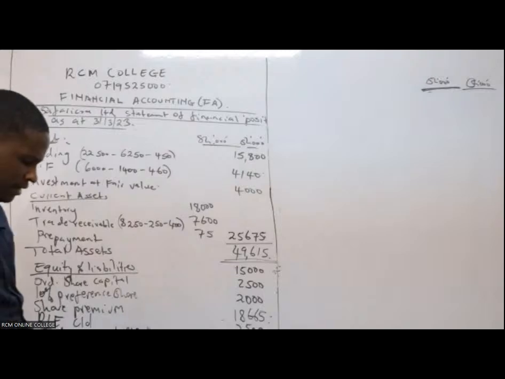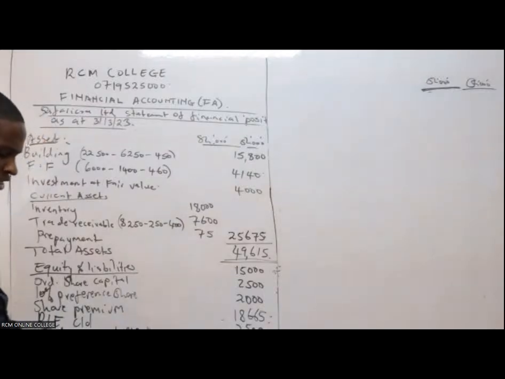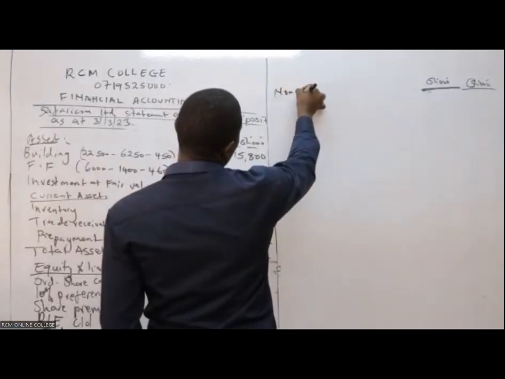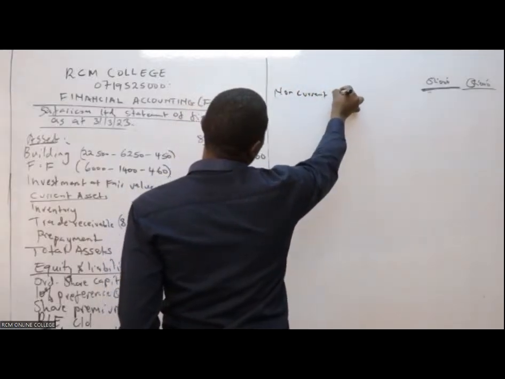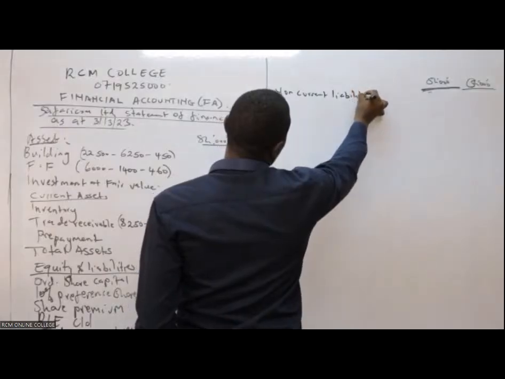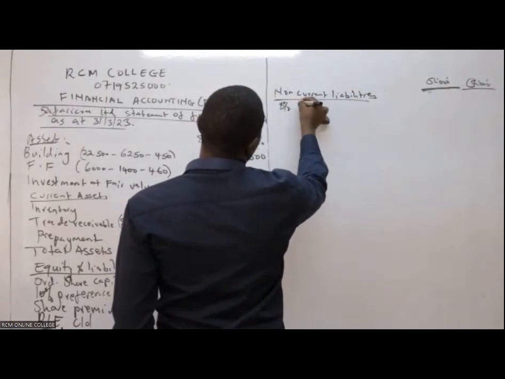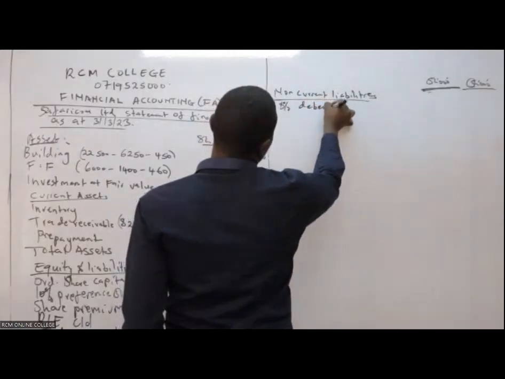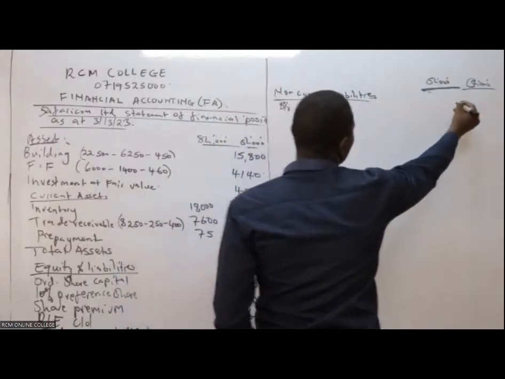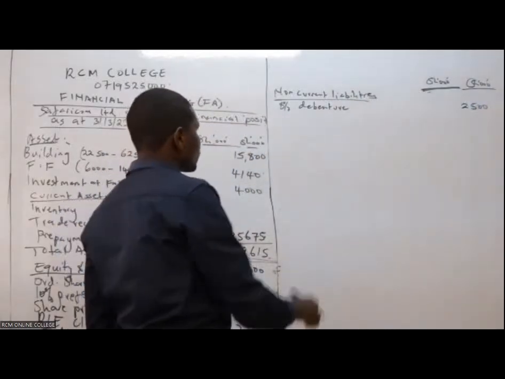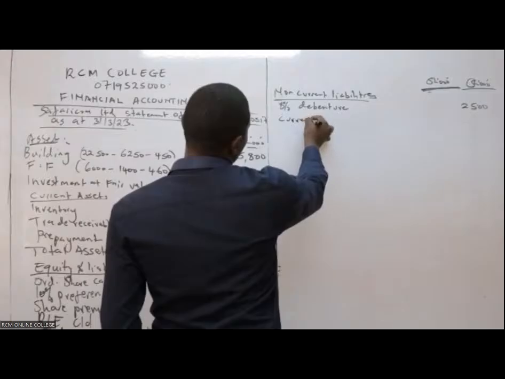Now we have non-current liability, which is the 8% debenture. It was 2,500. Then we go to the current liabilities. We finish this current liabilities section.